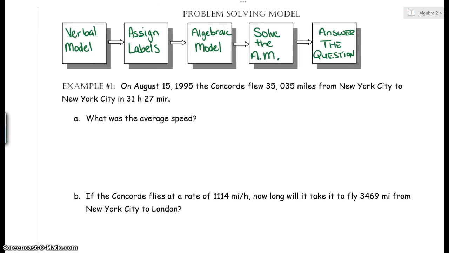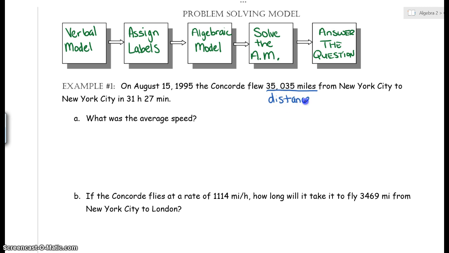Example number 1. On August 15, 1995, the Concorde flew 35,035 miles from New York City to New York City in 31 hours 27 minutes. Now, reading this information, a couple things are very important. For example, the fact that they tell us how long the miles are. This would be our distance.